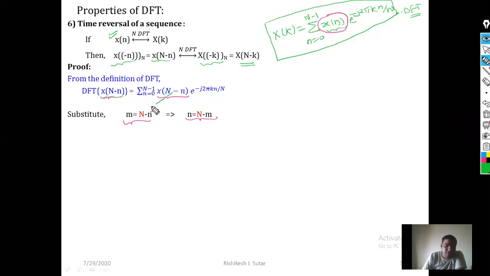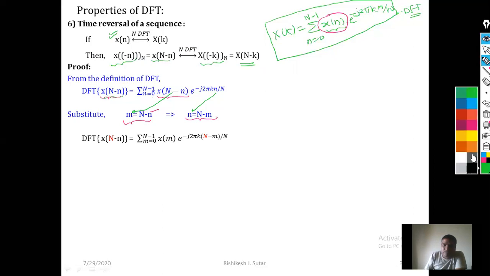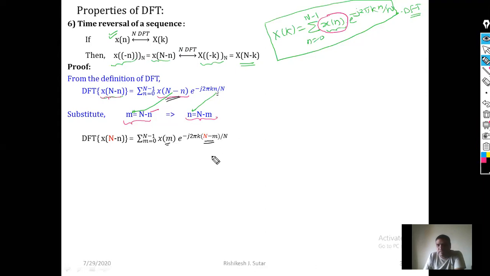So this capital N minus small n will be replaced with m, and this small n will be replaced with capital N minus m. So that we will do in the next step. So you can see here that this N minus n is replaced by m, and this n is replaced with capital N minus m.